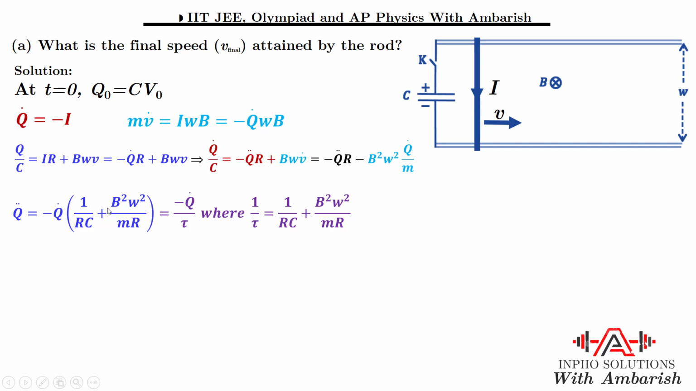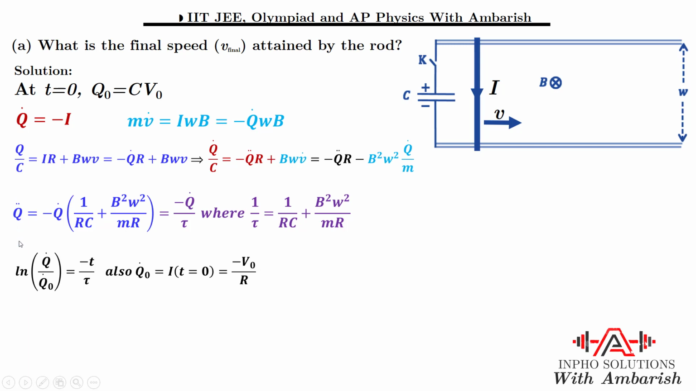Okay, so now instead of handling this nasty term, I can just put it as tau, because it has dimensions of time. 1 upon rc has the dimensions of 1 by tau, so I can just put it as 1 by tau, where 1 by tau is 1 by rc plus b square w square by mr. And now this is a differential equation in q dot. So this is q double dot is dq dot by dt, and it is minus q dot by tau. So dq dot by q dot is equal to minus dt by tau, and you integrate the differential equation, and dq dot upon q dot, when you integrate, will become log of q dot, right?